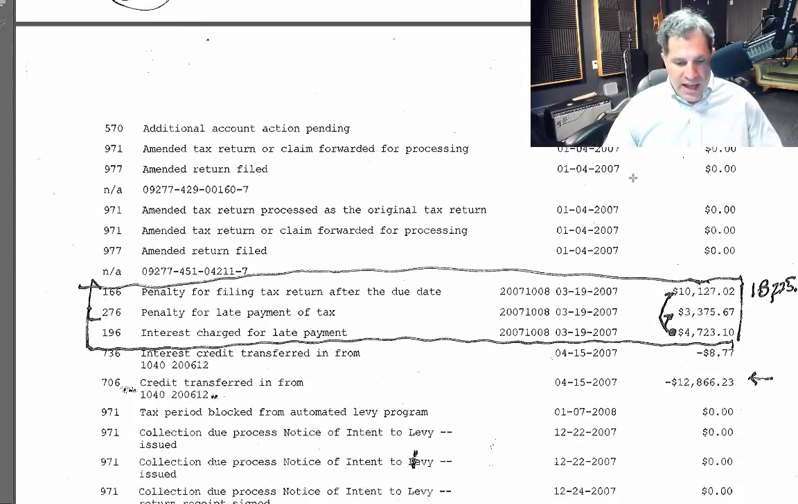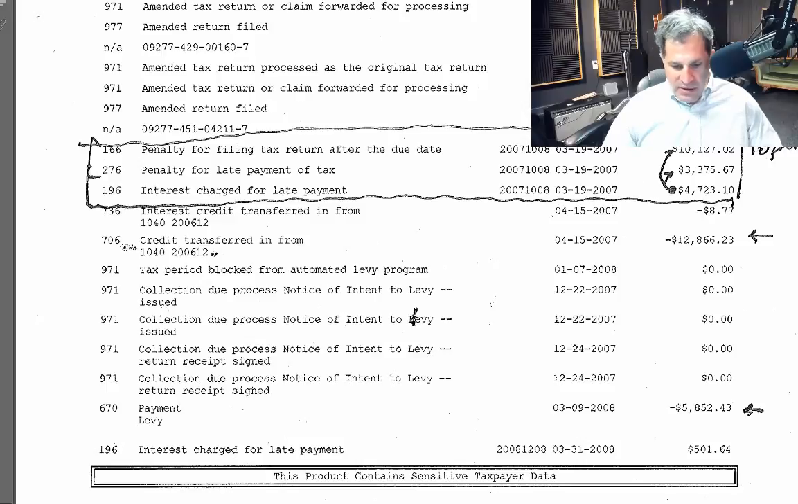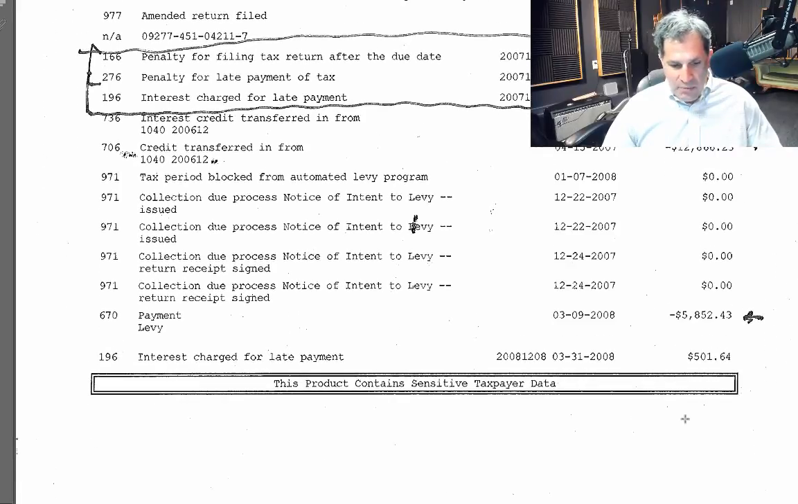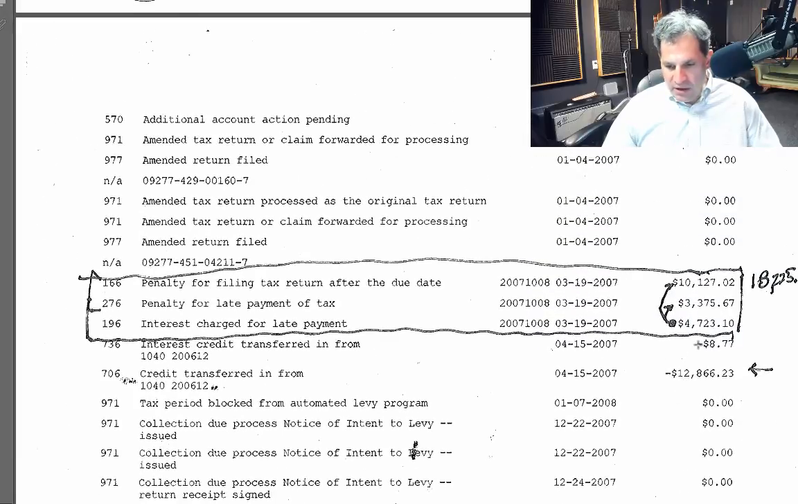But look what happens. These all come in. Here's other payments he made. They took a refund from him, and then they levied him, right? That was pretty bad. But guess what happened? The first-time penalty abatement took this out. So what went away? This $10,000 penalty went away. This $3,000 penalty went away. And then you see this interest charged for late payment? Part of that went away. The reason I'm saying part of that is because there's interest on the penalties.